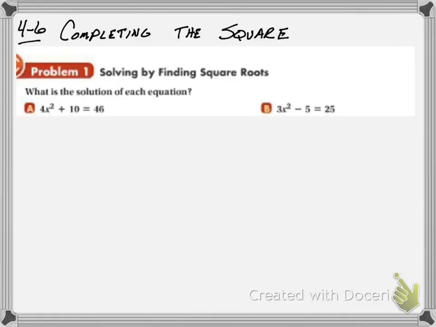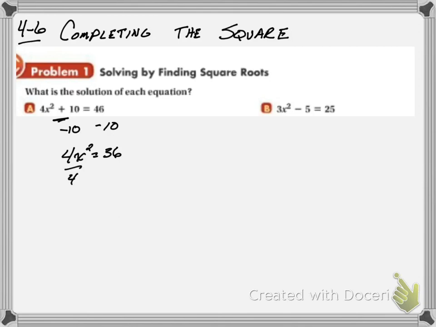4-6 is about completing the square. The first part, we're going to talk about just kind of solving. Notice how there's no b term here. So the easiest thing to do is just go ahead and subtract 10 here. You end up with 4x squared equals 36.